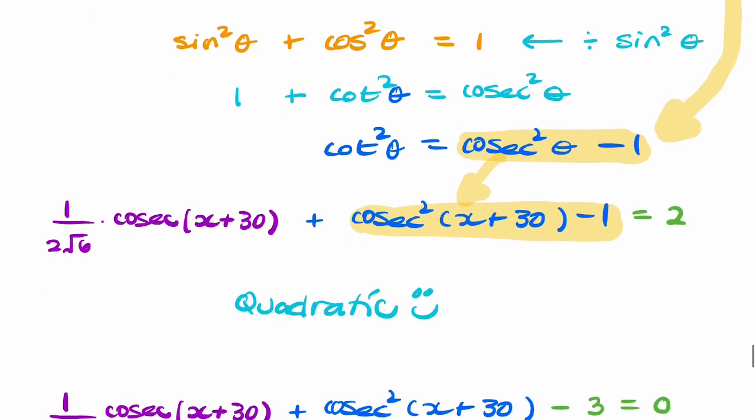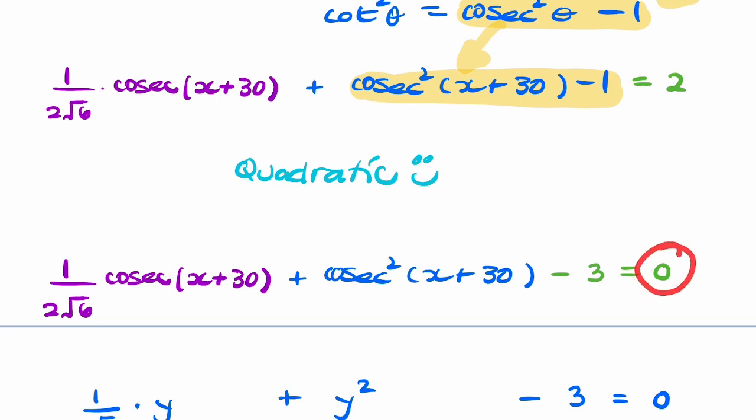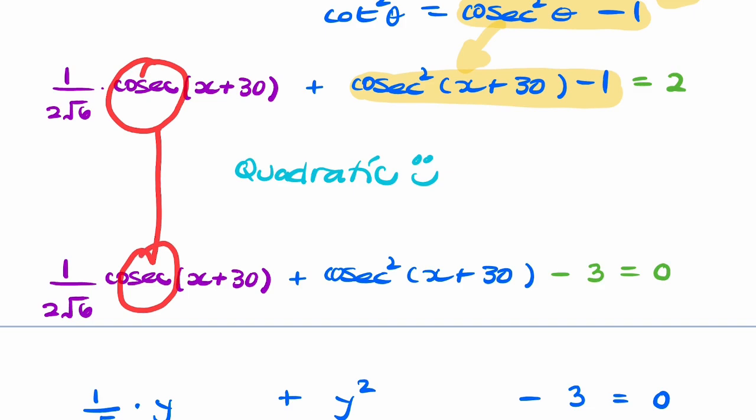And that's good because now we have a quadratic, because you've got cosecant and cosecant squared and a constant, nothing else. So now it's really good. The only thing is, what we need is a 0 here. So if you bring the 2 to the left, you end up with a 0. And you've got cosecant and cosecant squared.